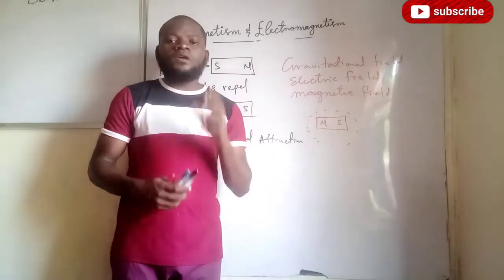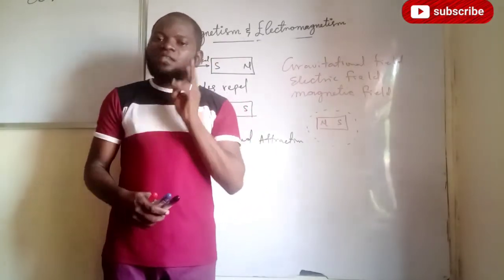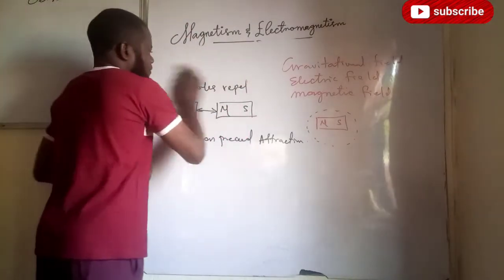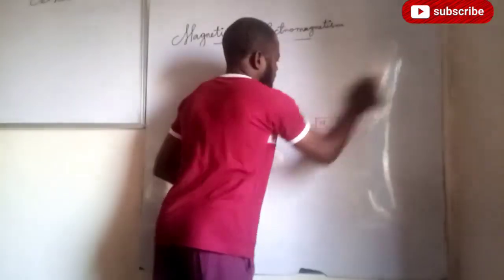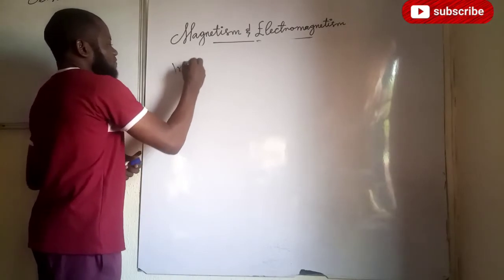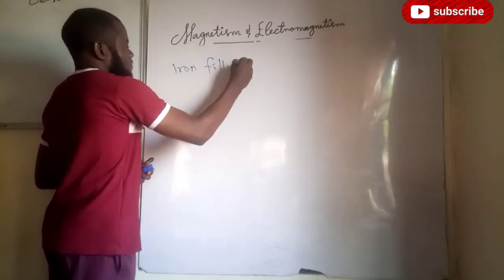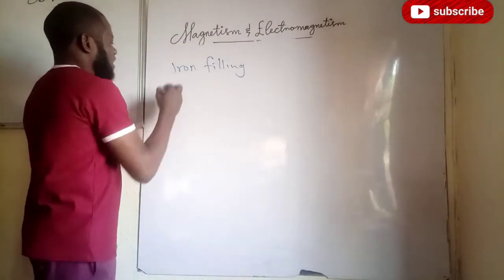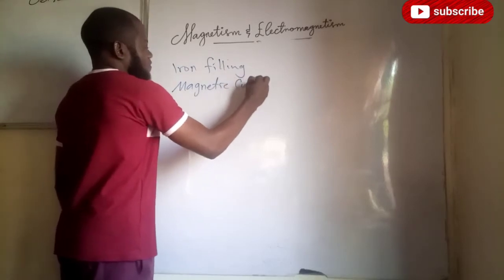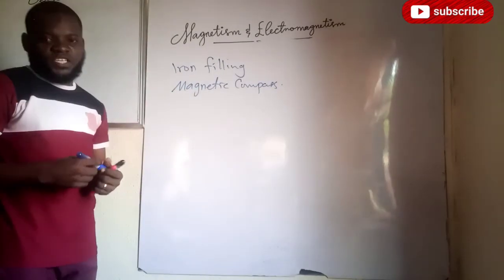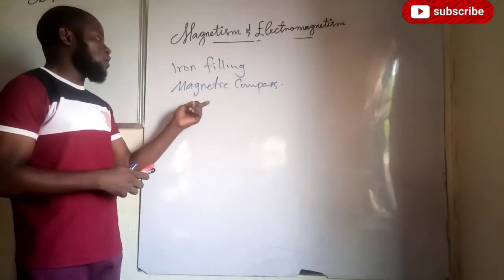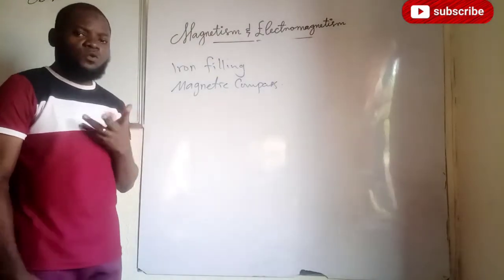Now, because of the direction, that's what makes it a vector quantity, and we use it in describing the pattern of a field. Now, there are two methods of drawing the pattern of a field. The first method is known as the iron filing, and the second method is the magnetic compass. Are we together now? So if you want to draw a field pattern, you either use the iron filing, or you make use of the magnetic compass. How do we make use of the two?